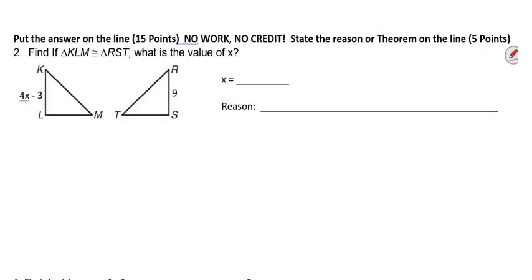Number 2 in this quiz says put the answers on the line. No work, no credit. State the reason or theorem on line 5 on the line. So find if triangle KLM is congruent to RST, and what is the value of x.